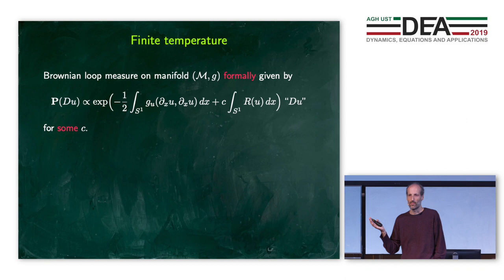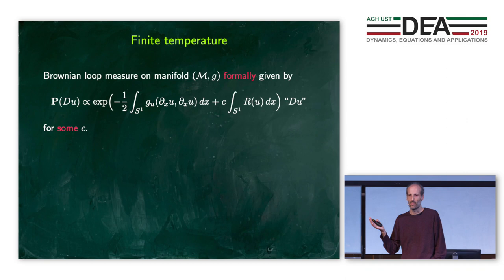loops. If you go to the physics literature in the 70s, they discuss that measure because it's some sort of analog of the Feynman path integral measure, and they write this kind of expression for it.